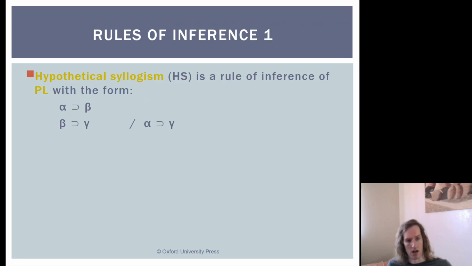All right. The next one that we're working with here is hypothetical syllogism. So here we can see we kind of have a chain of conditionals going. Our first premise is if alpha, then beta. Our second premise is if beta, then gamma. So we can conclude from that, if alpha, then gamma. We're kind of just smashing these two conditionals together here.